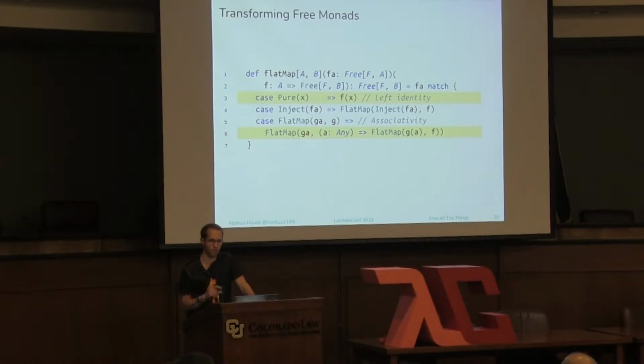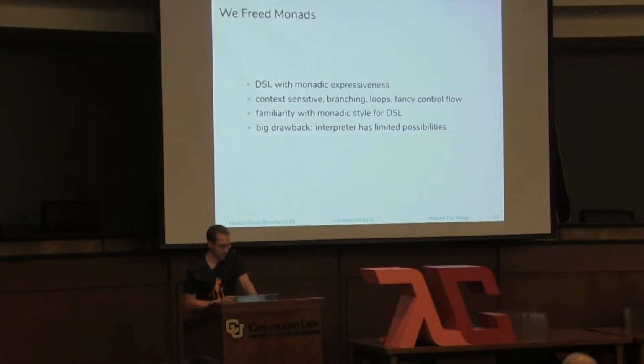So this is actually the trick how we handle stack safety in Scala for free monads. And you can ensure this with the associativity law. Okay, so what do we get when we free monads? Well, we have the DSL with automatic expressiveness. All of our users are pretty familiar with it, and we can do with the programs whatever we want.